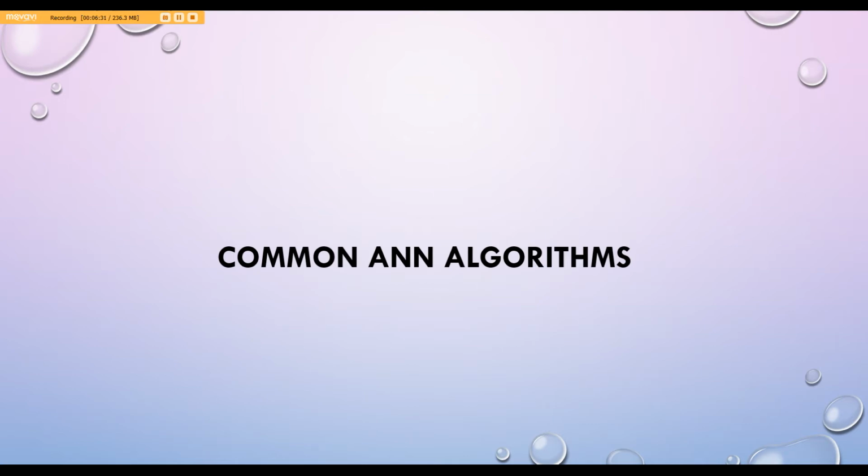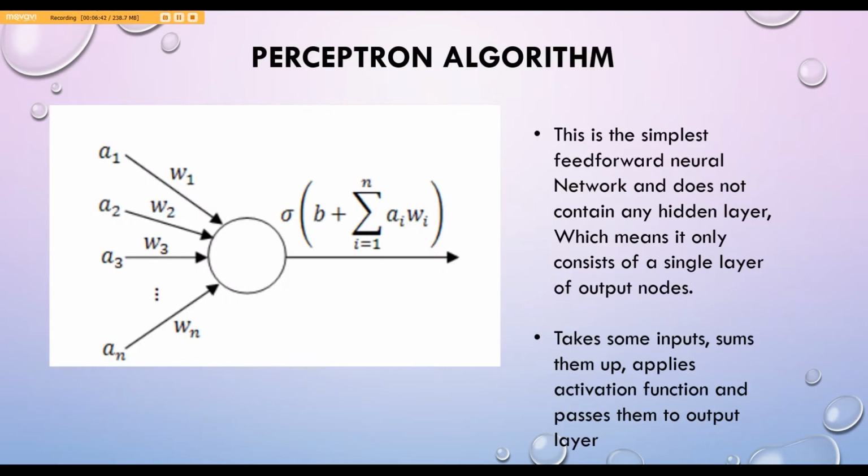But now I will introduce you to the common artificial neural network algorithms that we are going to cover in this course, and these are really quite powerful algorithms for different applications. The most common one is the perceptron algorithm, and this is the simplest feed-forward neural network. It does not contain any hidden layers, and it just consists of one single layer of output nodes. This is a linear classifier, but it is a very powerful linear classifier. It takes some inputs, sums them up, applies the activation function, and passes them to an output layer.